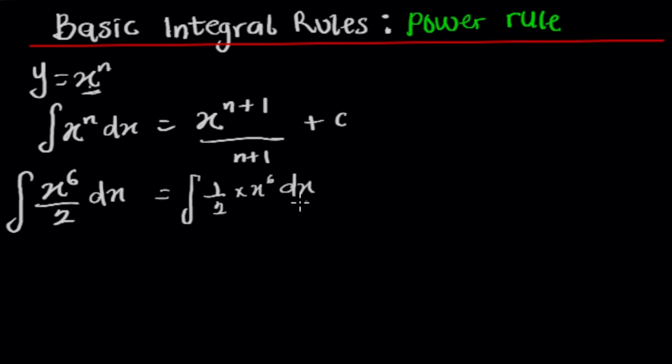So here I can actually bring out this 1 over 2. Bringing it out, I'm going to have 1 over 2 times the integral of x to the power of 6 dx, and then let's go ahead and integrate this value.